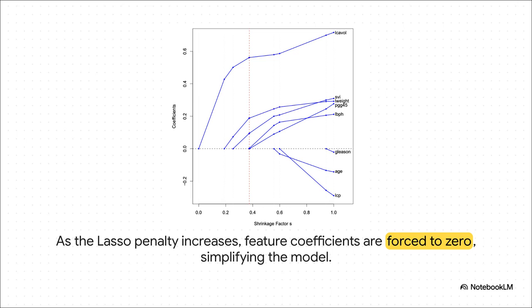And here you can see it in action. On the left side of the plot, the penalty's low and lots of features are doing something. But watch what happens as we move to the right and increase that penalty. You see the lines getting yanked downwards until they hit 0, one by one. That is automatic feature selection right there. It's an incredibly powerful way to clean house and simplify a complex model.